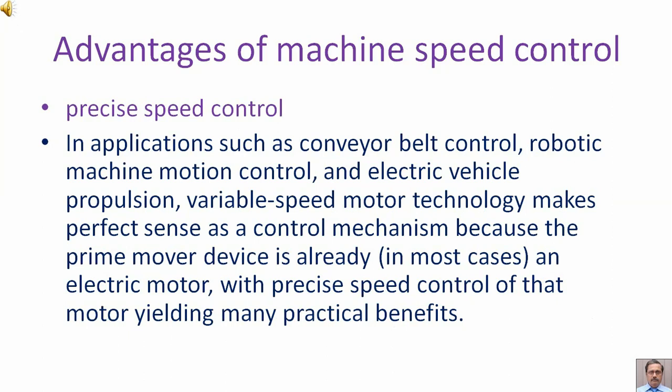Precise speed control. In applications such as conveyor belt control, robotic machine motion control, and electric vehicle propulsion, variable speed motor technology makes perfect sense as a control mechanism because the prime mover device is already, in most cases, an electric motor, with precise speed control of that motor yielding many practical benefits.